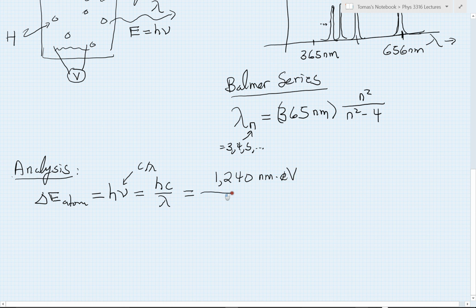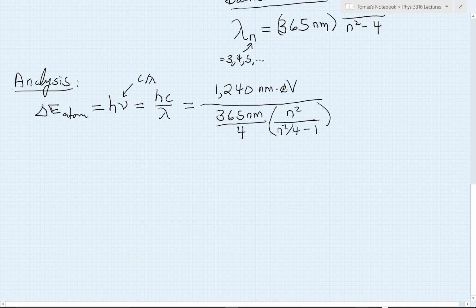And now we can divide by these discrete values for lambda, which then I can simply copy from the formula, 365 nanometers. And I want to get all the math out of the way. So let's also pull out this factor of 4, so I can divide by 4. And then I can write the remaining factors, which are n squared, and I've pulled the 4 out of the denominator. So the denominator now is simply n squared over 4 minus 1. Now, we can evaluate all of the numerical factors.